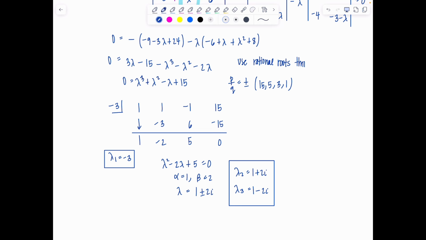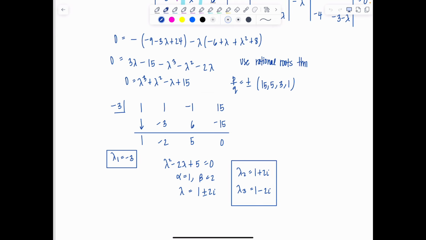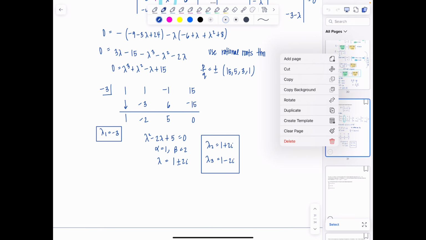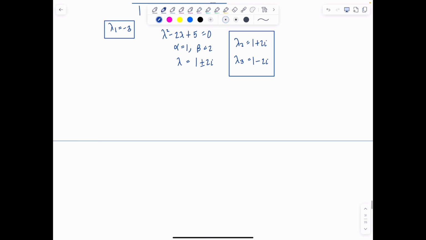We're happy? Do you guys like complex numbers? No? Oh my goodness. Okay, here we go.